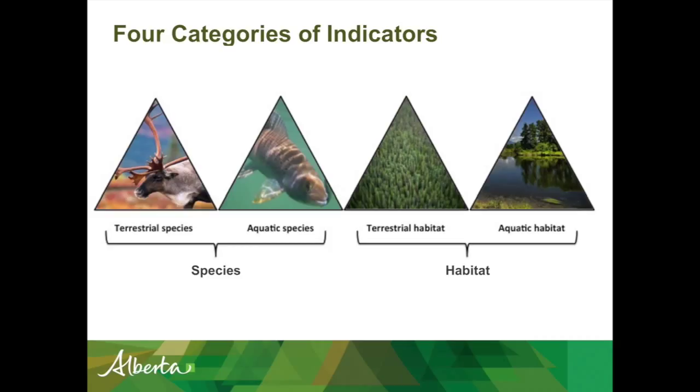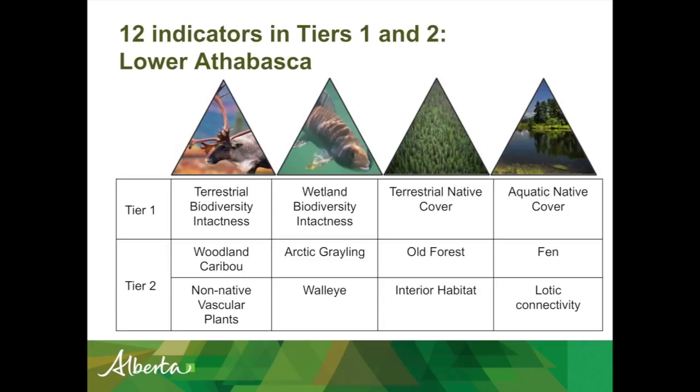We have the terrestrial species, aquatic species, terrestrial habitat, and aquatic habitat pyramids. If we break these down for the Lower Athabasca, we have a total of 12 indicators that have triggers associated with them. At this top level, what we call Tier 1, we have indicators that will remain consistent across all the land use framework planning regions. So you can expect to see these again for all the other regions.